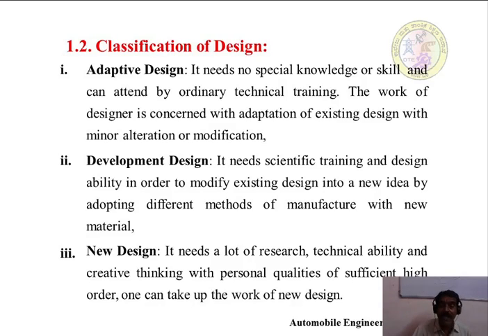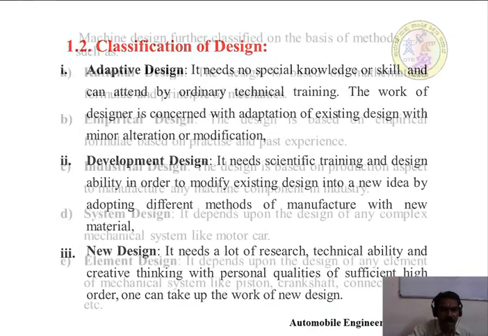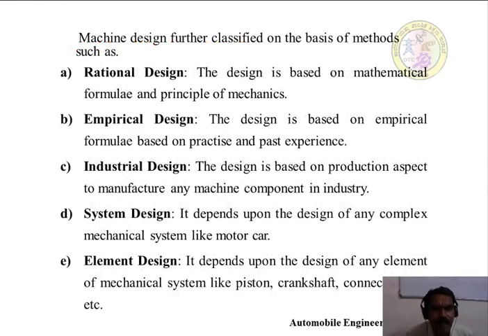Machine design is again classified into many groups on the basis of methods, though I have not shown this in this slide. Machine design can be further classified on the basis of methods, such as rational design, empirical design, industrial design, system design, element design, and optimum design. These are all classifications of machine design, made only on the basis of methods.